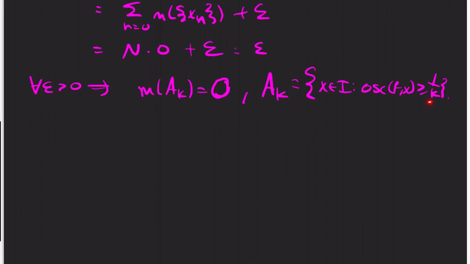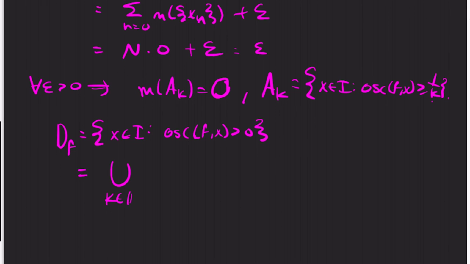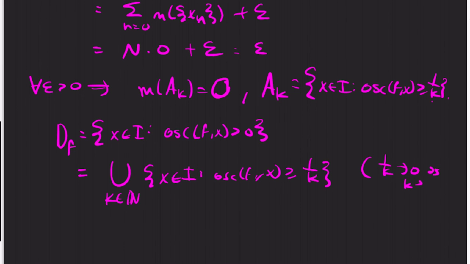If I tell you I want jumps bigger than 1 over k, I'm going to allow only those ones. I've got that taken care of. It's a measure 0 set. But notice that D_f is the set of all x in I such that the oscillation of f at x is strictly greater than 0. That is also equal to the union over k in the natural numbers of the set of all x in I such that the oscillation of f at x is greater than or equal to 1 over k, because 1 over k goes to 0 as k goes to infinity.